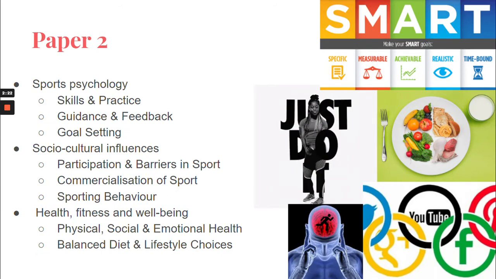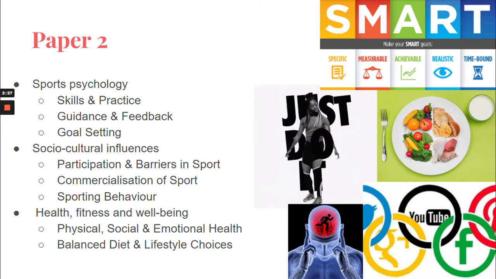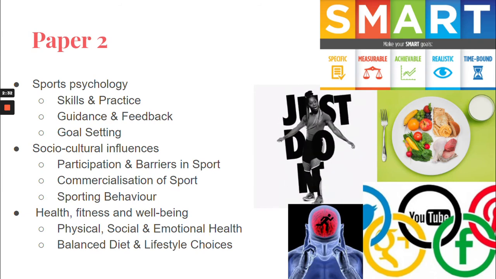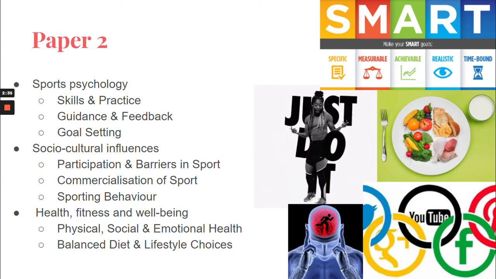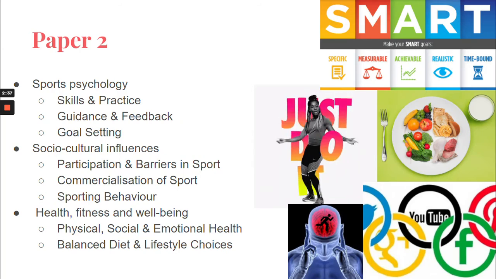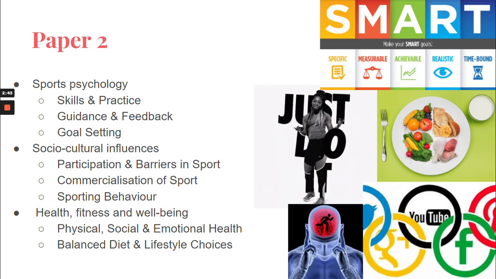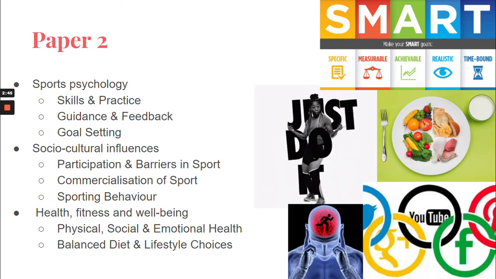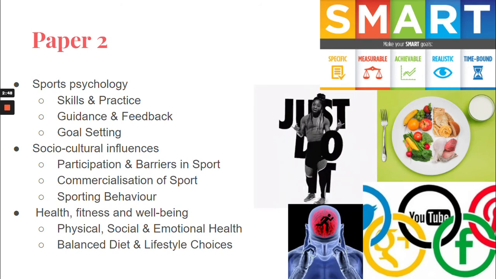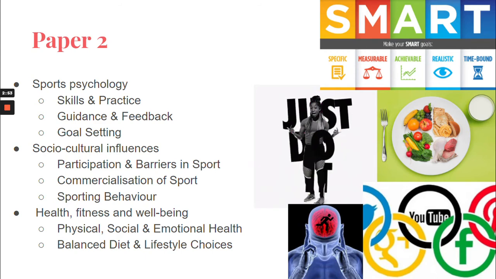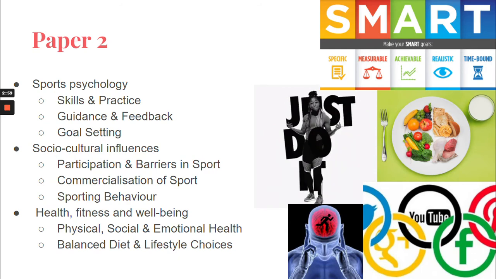Then you go on to paper 2, where we look at sports psychology, so how you learn skills, how you develop skills and practise them, how coaches use guidance and feedback to help you improve, and goal setting. Then we look at socio-cultural influences, so barriers to participation in sport, commercialisation, so Sky Sports, TV adverts, different brands, and then sporting behaviour. Finally, we look at health, fitness and well-being, so how physical, social and emotional health can be impacted by sport and exercise, as well as a balanced diet and lifestyle choices. So there are lots of different topics to get your teeth stuck into in GCSE PE.